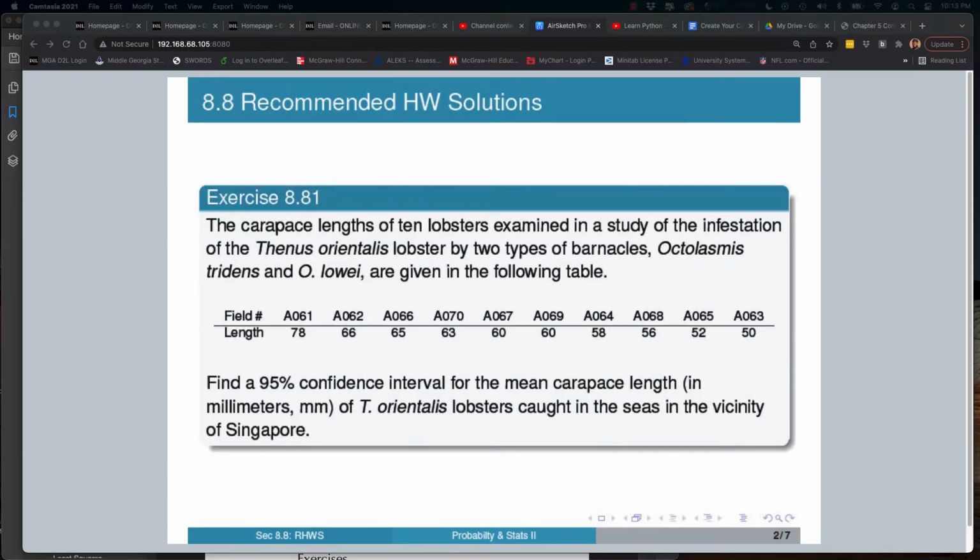So exercise 8.81. The carapace lengths of 10 lobsters examined in a study of the infestation of the Thenus orientalis lobster by the 2 types of barnacles, Octolasmus tridens and O. loae, are given in the following table. So we've got the field, site, and then the length. So it's really just one sample. Find a 95% confidence interval for the mean carapace length in millimeters of T. orientalis lobsters caught in the seas in the vicinity of Singapore. I think they would have told us that in the early part of the problem, but okay. I didn't know it was going to be in Singapore.